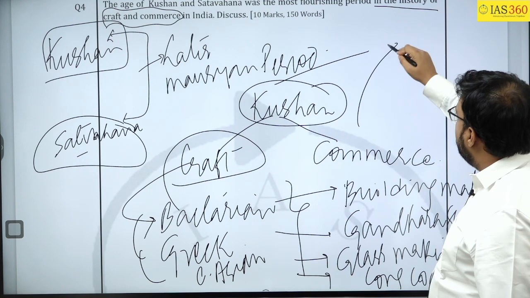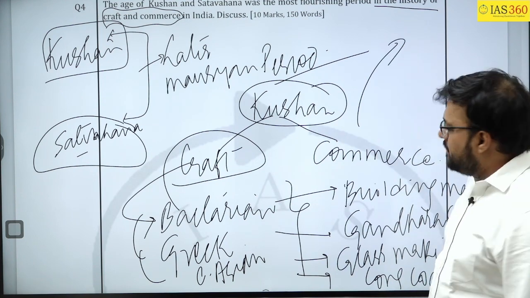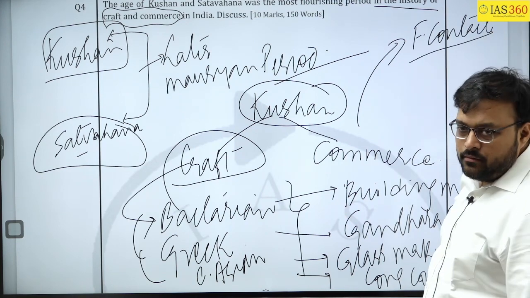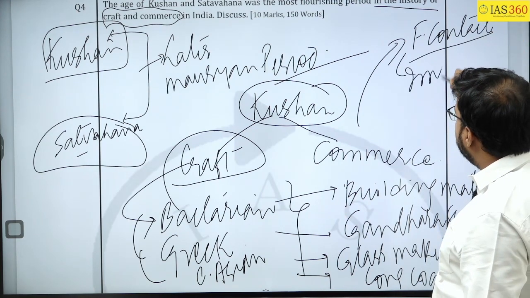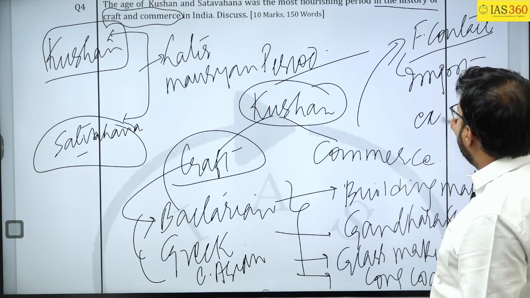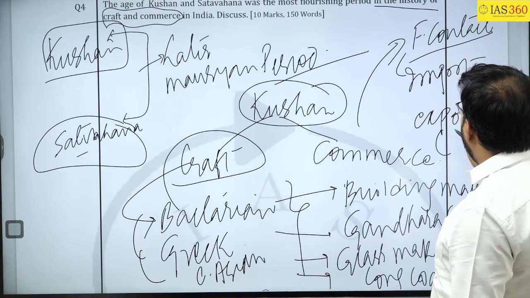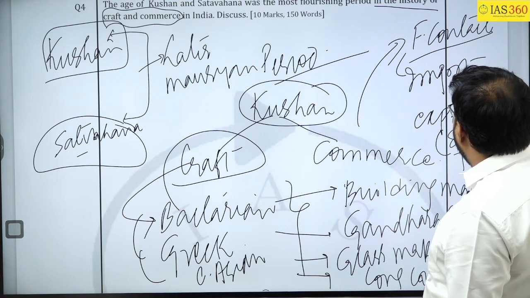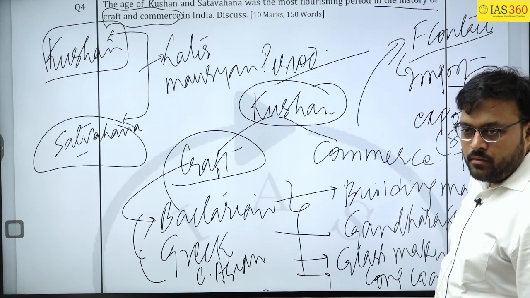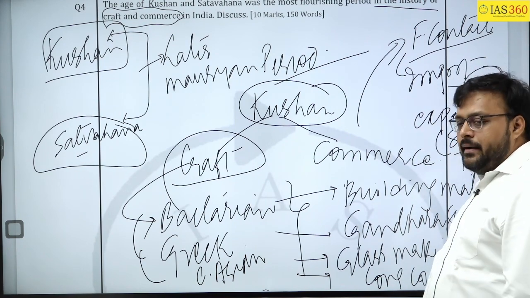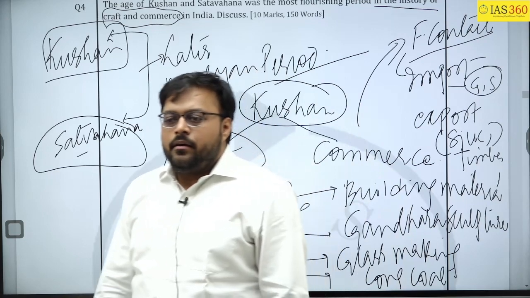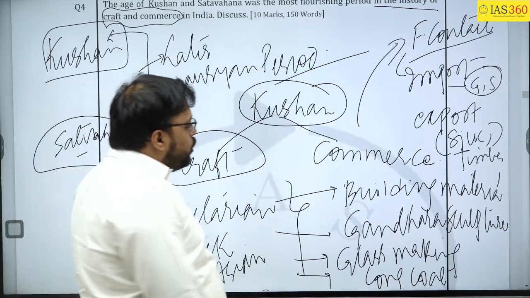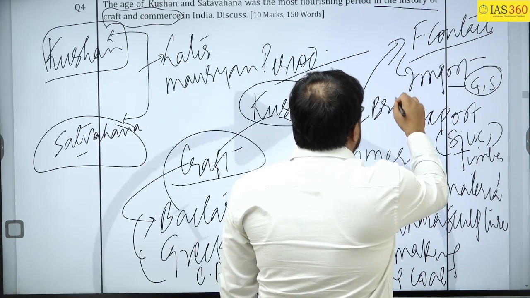Commerce. If I need to talk about the commerce, then I can talk about their foreign contact with the Roman Empire. They were importing something and they were exporting something. So basically they were exporting silk, timber, and they were importing gold, silver. And therefore you will see that at the time of Kusan there are more gold coins in case of India. Then they were also doing brick trade.